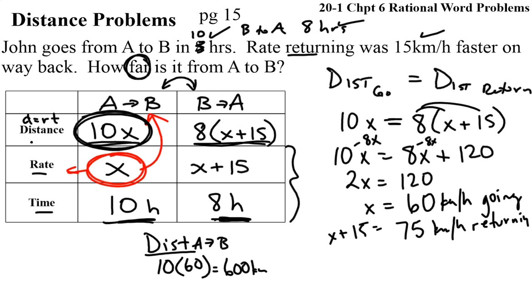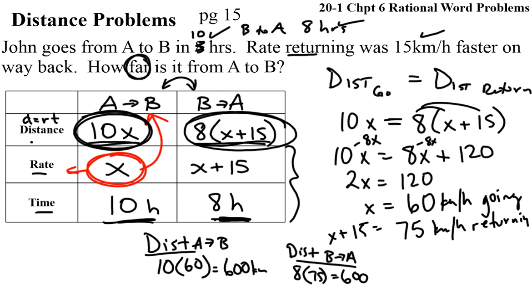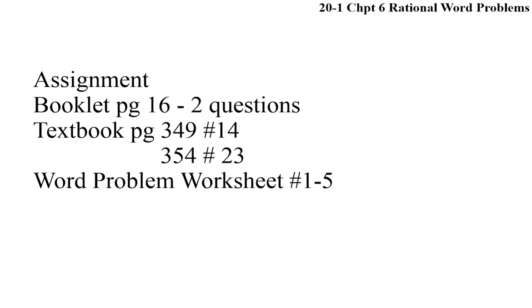Well, let's do a quick check, because what should the distance returning be? It should be the same thing, and we know the distance returning is 8 hours at 75 kilometers per hour, and when you multiply that, you get 600 kilometers, which is good because it doesn't matter whether you're going or returning. You're going the same distance, which is 600 kilometers. So distance problems. A little tricky in the setup, but it's very routine. If you practice it, it kind of works.